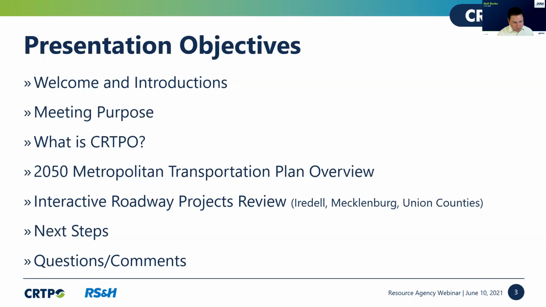So here are the objectives for the presentation this afternoon. I'll go over a brief overview of what CRTPO is. I'll provide an overview of the 2050 Metropolitan Transportation Plan, and then we'll have an interactive roadway projects review. We'll look at a roadway project that was submitted from Iredell County, one from Mecklenburg, and one from Union County. We are a 3-county MPO incorporating those 3 counties, and then we'll discuss next steps with the plan development process. And we'll take any questions or comments that you have.